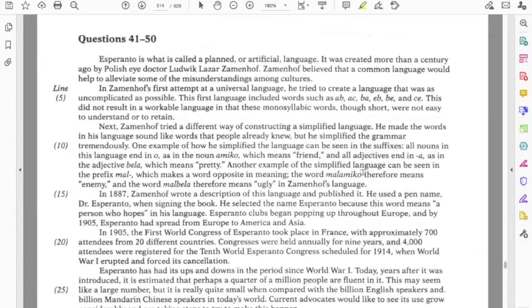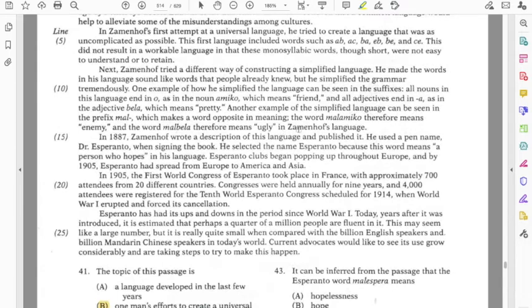Another example of the simplified language can be seen in the prefix mal, which makes a word opposite in meaning. The word malamico therefore refers to an enemy, a not friend. Okay? And the word malbella therefore means ugly in Zamenhof's language. Although in English we are slightly more complicated, not friend would not necessarily mean enemy, and not pretty wouldn't necessarily mean ugly. But anyway, let's stick to the passage.